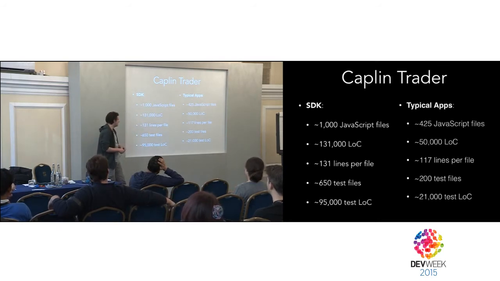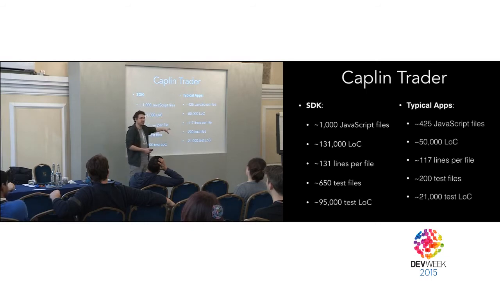You can work out that that's 131 files, 650 test files, 95,000 lines of test code. You probably should see more of this. So that's a large JavaScript app. And then that's the SDK. And on top of that, you build the applications, which is 50,000 lines of code, 21,000 lines of test code.